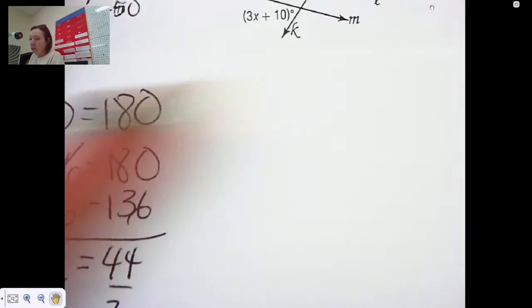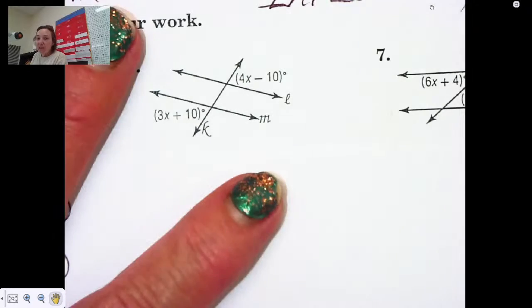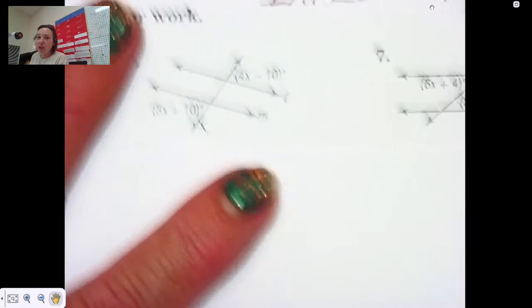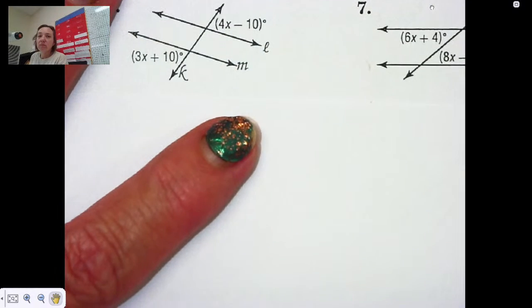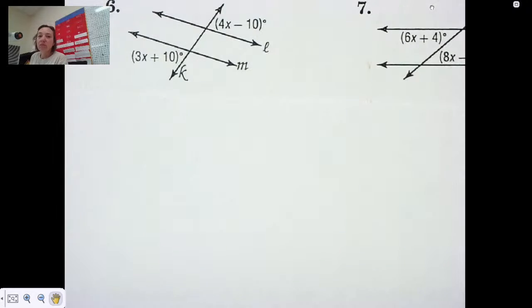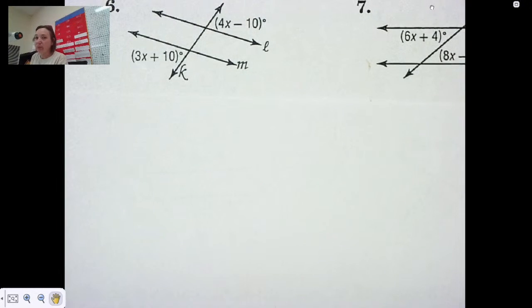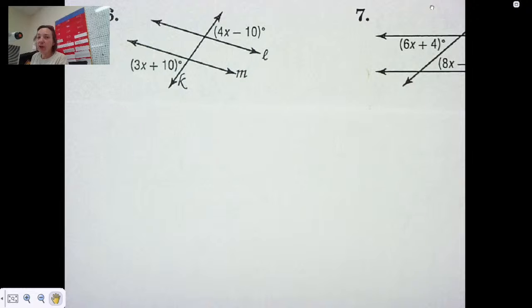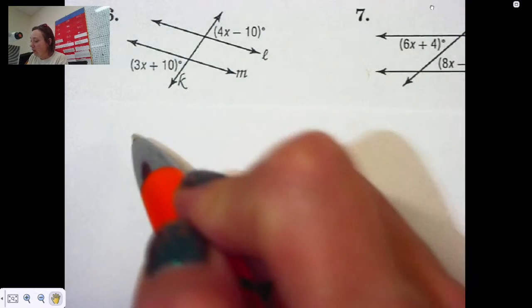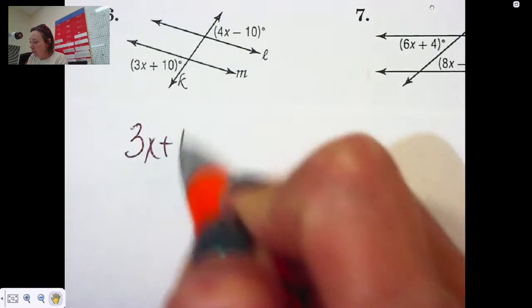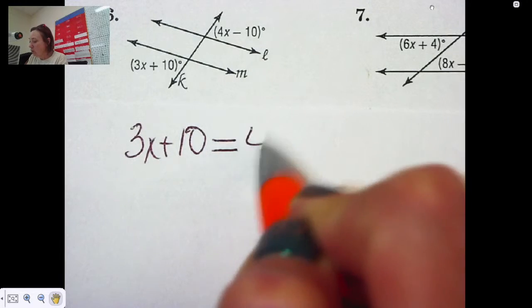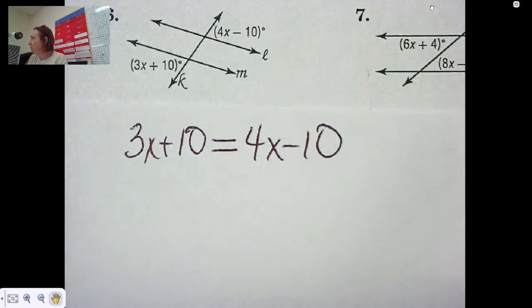Okay, number 6. Tell me what you know about those two angles they gave us information about. They're alternate exterior, which means what about them? They're congruent. So when we write our equation, it's going to be 3x plus 10 equals 4x minus 10. And now we just need to solve it.